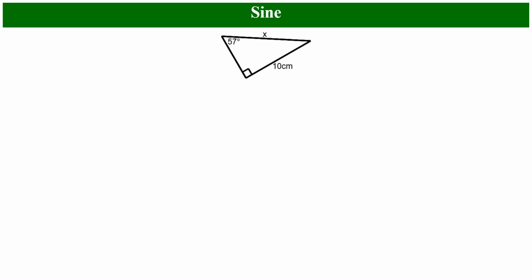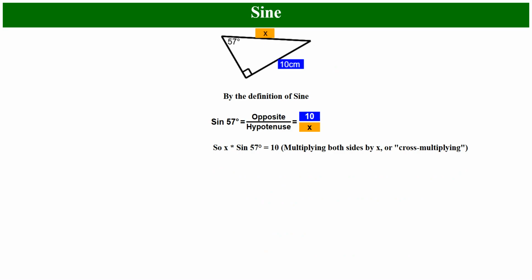So again, we write down the definition of sine, which in this case will be sine 57 degrees is equal to the opposite over the hypotenuse. And here that will be 10 over x. As last time, to find x, we multiply both sides by x, or cross multiply, it's the same thing. And we get x multiplied by sine 57 degrees is equal to 10. And now, to get x on its own, divide both sides by sine 57.